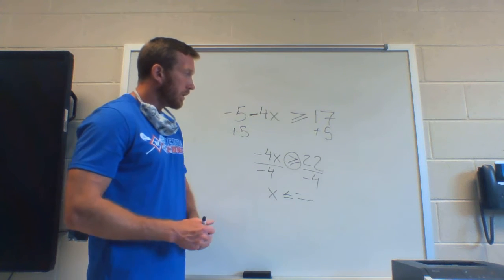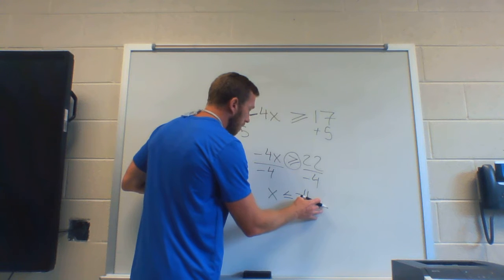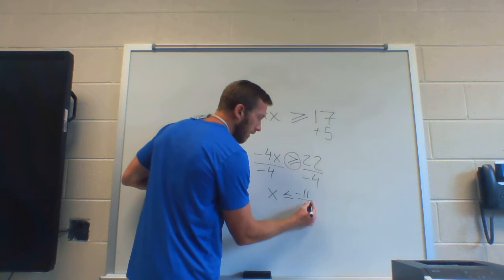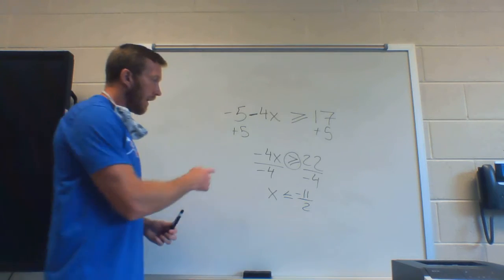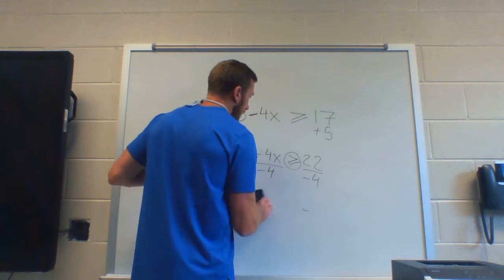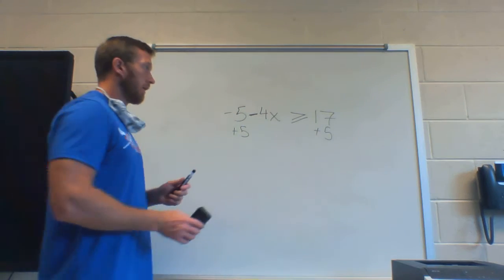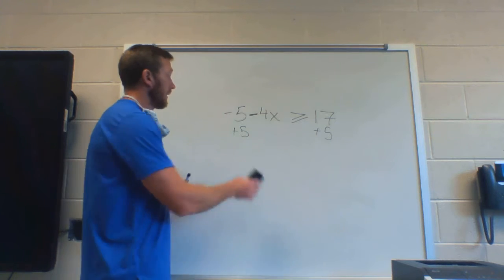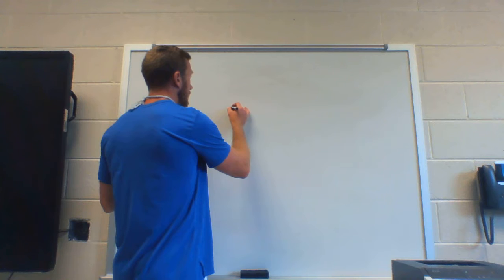We're going to reduce 22 over 4 to 11 halves, because they both have a common factor of 2. So there we go. x is less than or equal to negative 11 halves. If you're tuning in, all we're doing right now is solving algebraically, so not on a number line technically. All right, let's try another one.